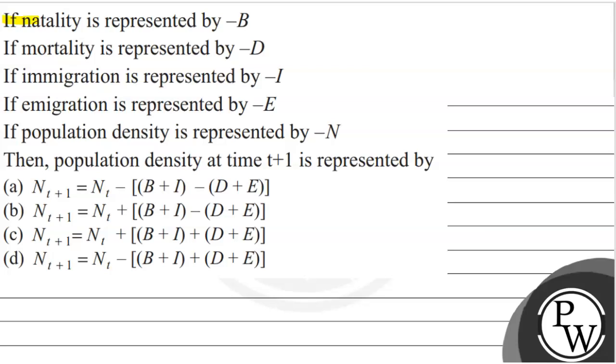And the question is, if natality is represented by B, mortality is represented by D, immigration is represented by I, emigration is represented by E, and population density is represented by N, then population density at time t plus 1 is represented by, we have to choose one out of these four options.